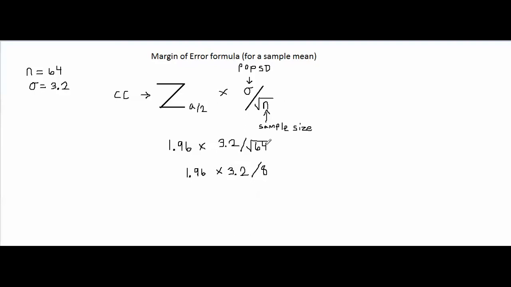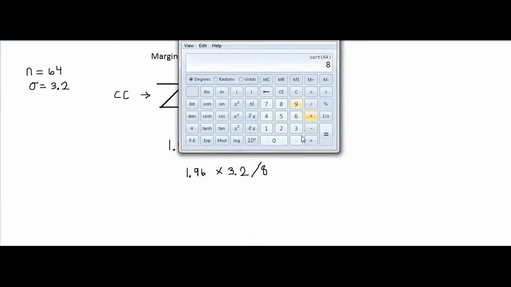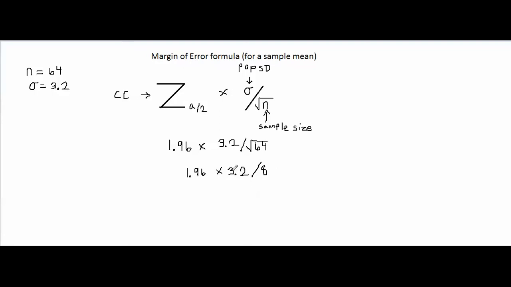So we finished step 1. We found the square root of 64. It came out to 8. Now step 2 will be dividing this fraction, dividing 3.2 by 8. 3.2 divided by 8 is 0.4. So we're going to change this whole thing to 0.4. Now it's just 1.96 times 0.4.